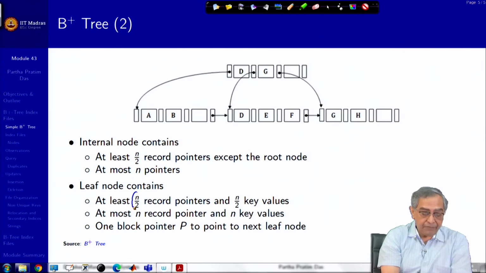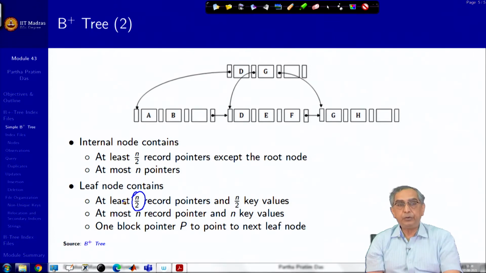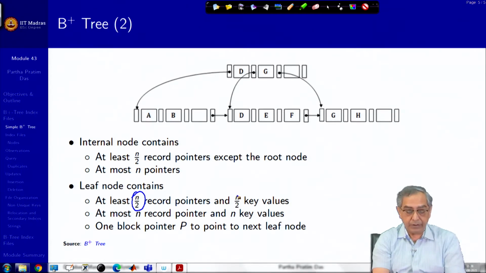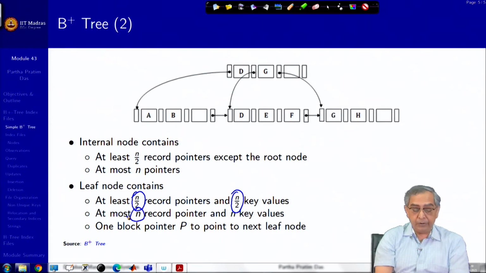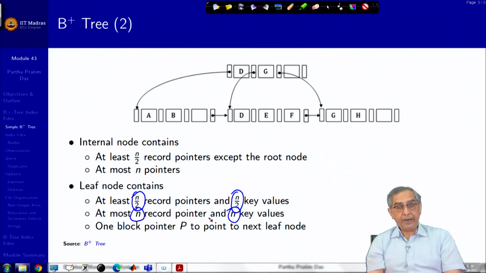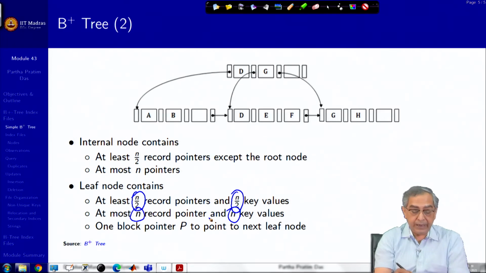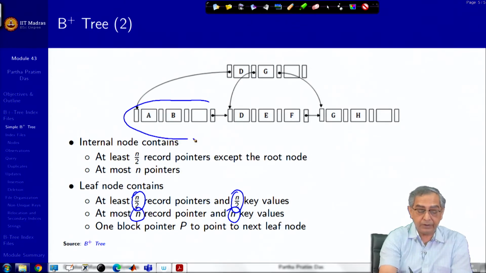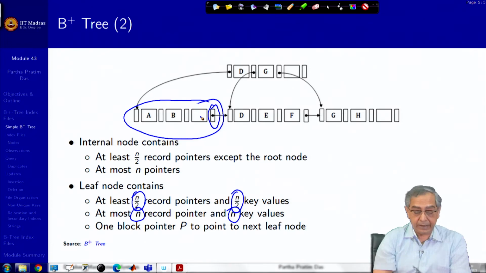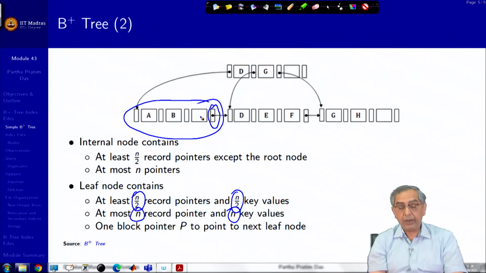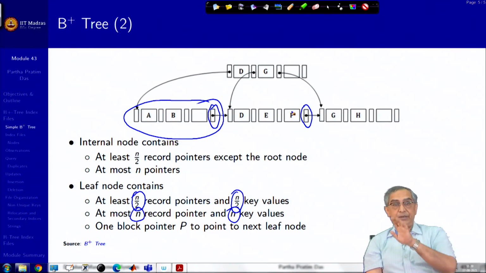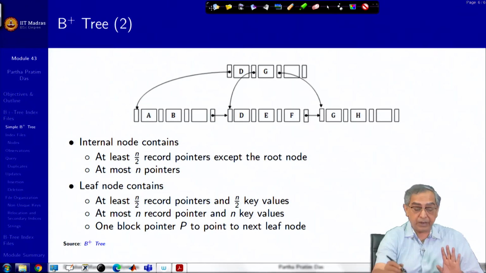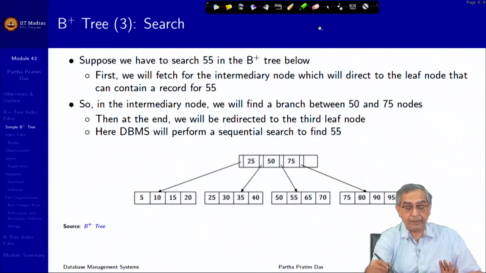In the leaf node also, there has to be n by 2 record pointers and n by 2 key values that finally you have found. Naturally, it will be full if this value goes up to n. Say this is a leaf node. In this you need an additional pointer to the next leaf node, for the linear search. So, that is the basic structure of a B plus tree.